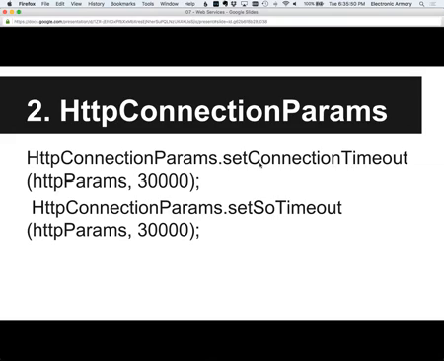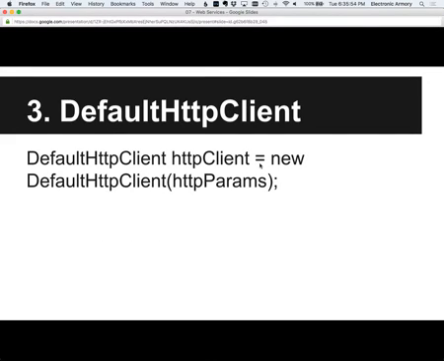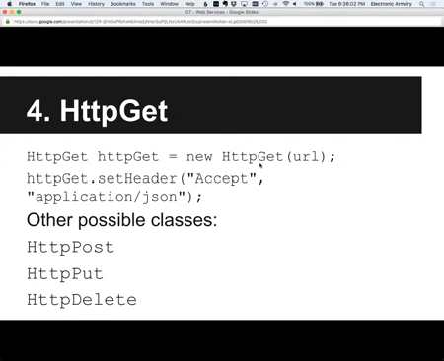So you're taking objects and nesting them within objects, within objects, within objects. And so then we take that HTTP params object, we wrap it in a new default HTTP client. And don't worry if I'm skipping over this, you don't have to memorize it. Number 4, we create a new HTTP get object. And so if you want to do a post, there's an HTTP post object. There's an HTTP put object, etc., etc.